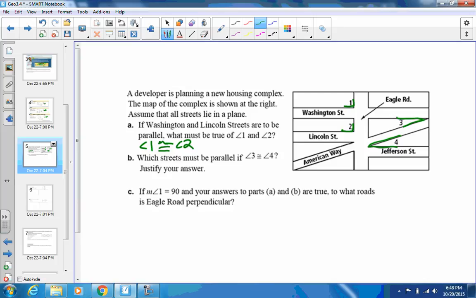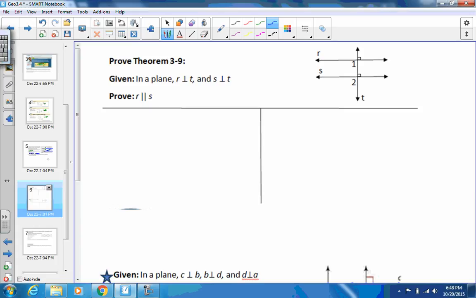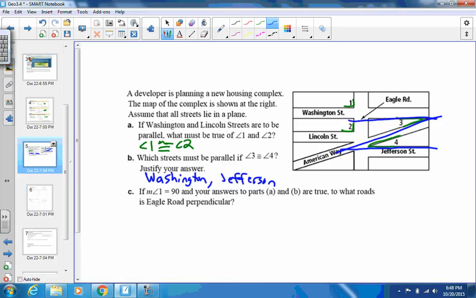B says, which streets must be parallel if angles 3 and 4 are congruent? Justify your answer. So if we're looking at them being parallel, this angle goes with this angle. They're both on those lines. And then the transversal would be this American Way here. So the two lines that are parallel would be those two streets. I think it would be Washington Street and Jefferson. American Way would be the transversal for those two, showing that those two alternate interior angles are congruent.